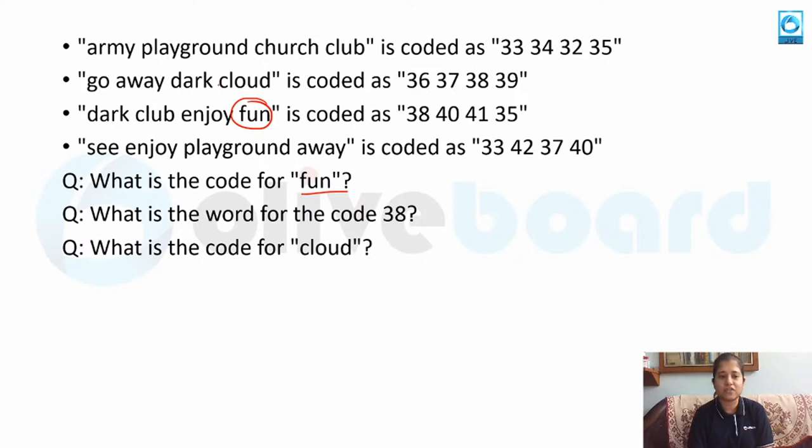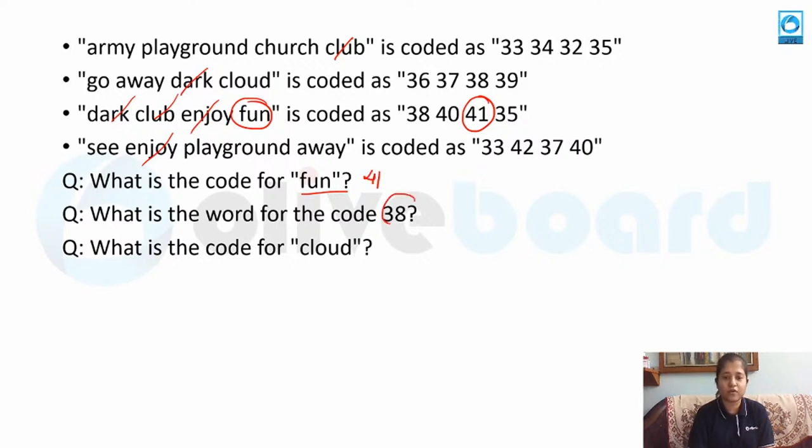Dark, club, enjoy, right? So you can see dark is here, so this is not exclusive. Club is here, and enjoy is here again, so the three words are not exclusive. That means fun will have the exclusive code. It should not be used anywhere else, right? So 38 is here, and 38 is in the second one, not there. 48 is here, and 48 is in the last one, not there, right? So 41, yes, you can see 41 has not been used anywhere else. So this has to be your 41.